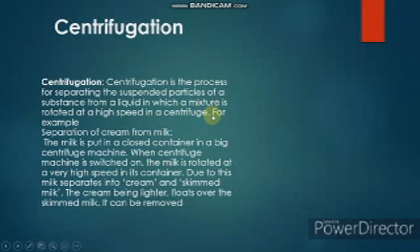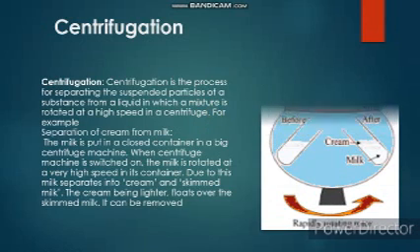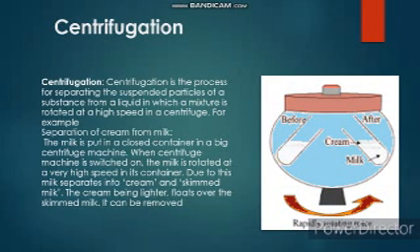For example, if we want to separate cream from milk, then what will we do? First, take the milk in a closed container placed in a big centrifuge machine. When the centrifuge machine is switched on, the milk is rotated at a high speed. Due to this, milk separates into cream and skimmed milk. Cream is lighter, so it will float on the surface of the milk, and skimmed milk is heavier, that's why it will settle at the bottom. Like this, we can remove the cream from the milk.